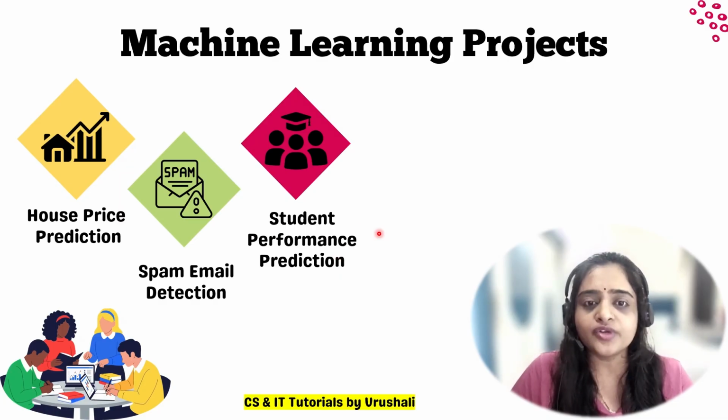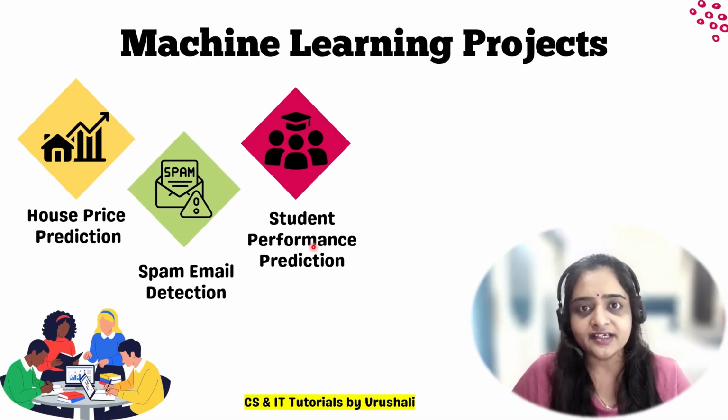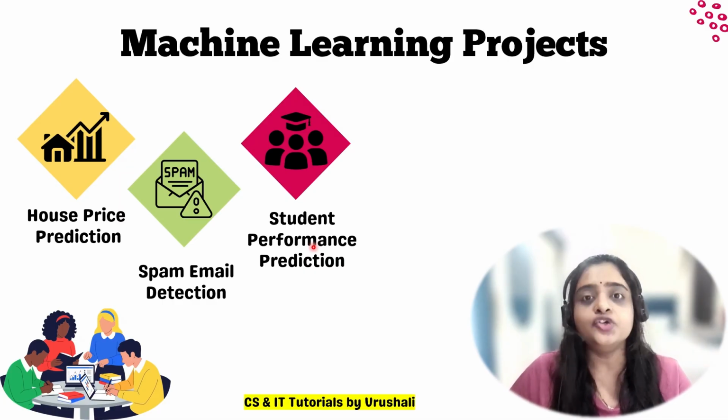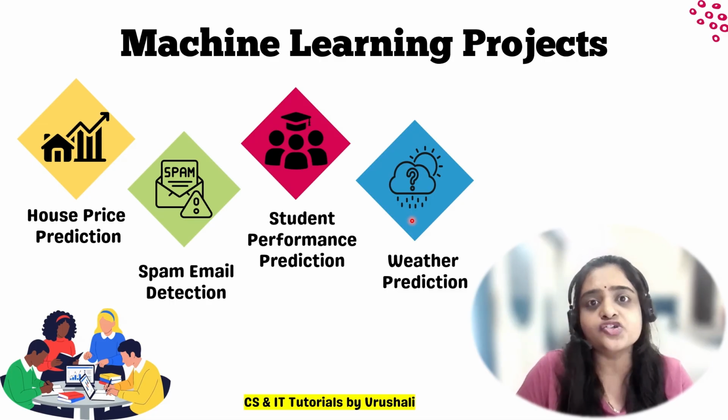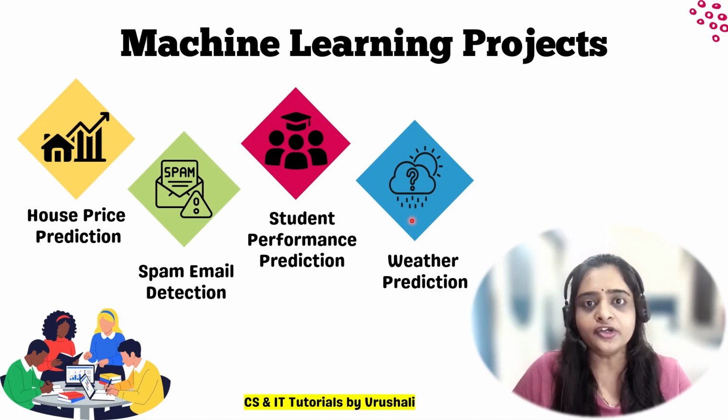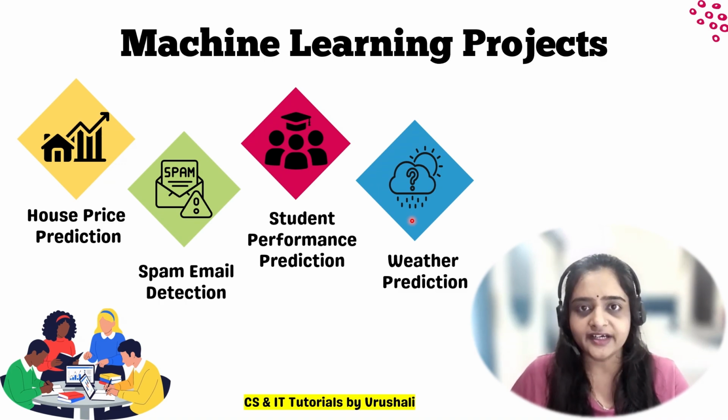Next one is student performance prediction. Here you can analyze some data like student marks, student attendance, and overall behavior and habits. As per this data, you can predict the student performance. And the last one is weather prediction. Here also you can analyze some historical data and, according to that, predict the current temperature and rainfall condition.